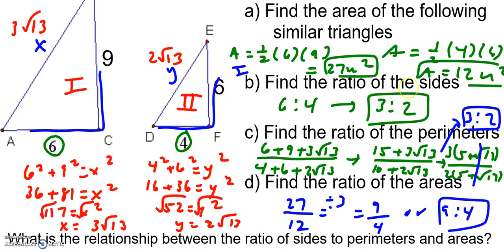Part B, finding the ratio of the sides, I compared 6:4 because these two triangles are similar. I know these two sides are proportional. I then reduced that to 3:2. So the ratio of the sides would be 3:2.